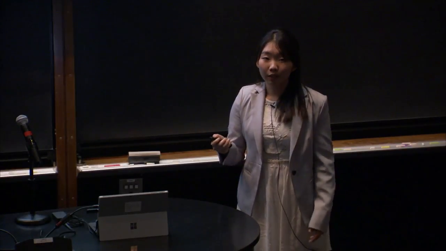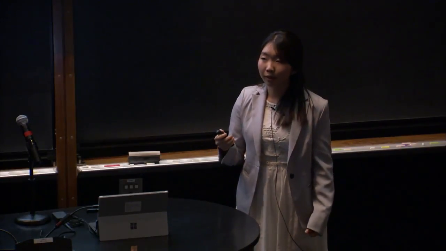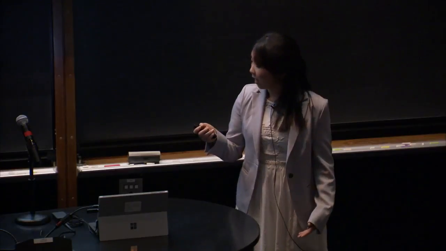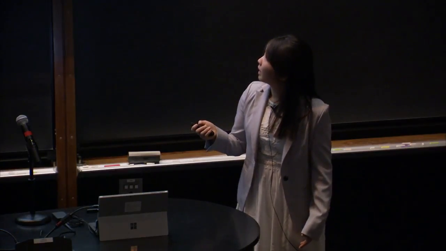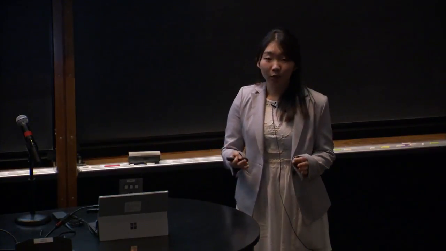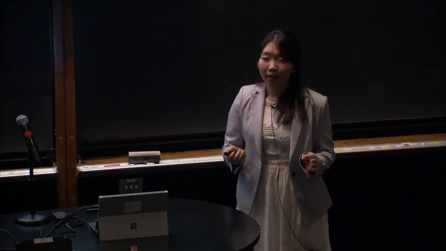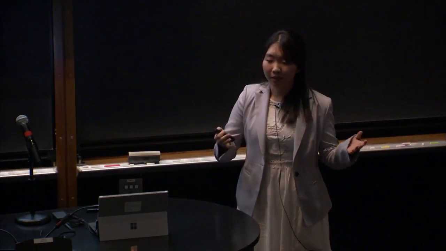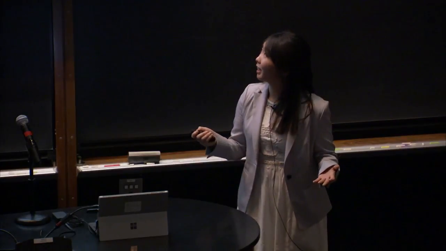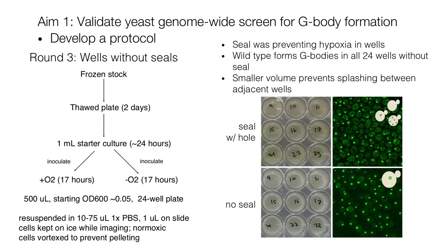So I needed to find a method that would give me consistent control behavior. I decided to move on to 5 ml tubes, since these are more commonly used in yeast culture. And what I ended up seeing was that the cells were forming 1 G-body per cell, but in random samples across strains and across days, I was seeing excessive death and debris, as you can see here.